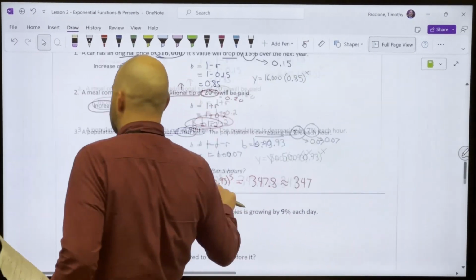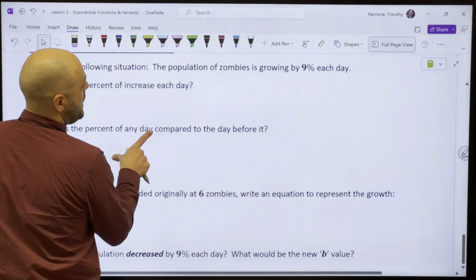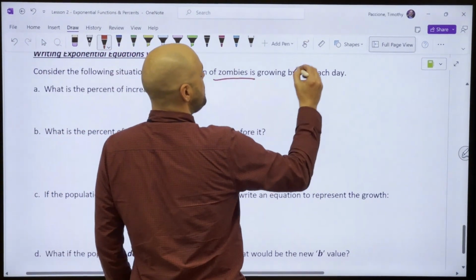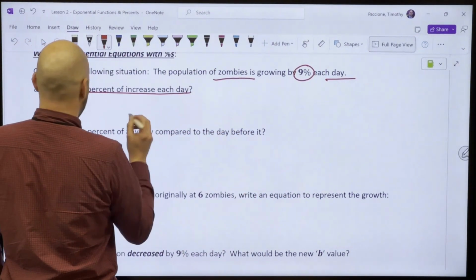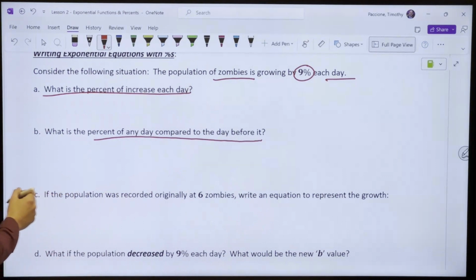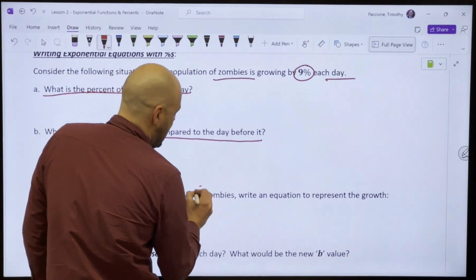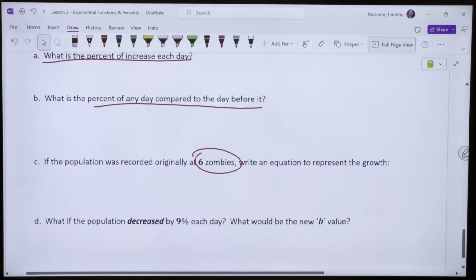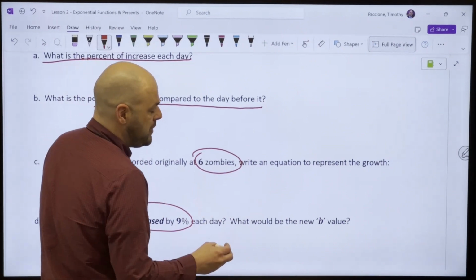Okay, last thing, zombies. Okay, so here's the situation. And I'll hand out your homework while you work on this. You got these zombies. They're growing at 9% each day. First of all, what's the percent increase each day? Then what's the percent of any day compared to the day before it? Yeah, think about it for a second. If the population was recorded originally at 6 zombies, write an equation to represent the growth. And what if the population instead decreased by 9%? What would be the new B value and the new equation?